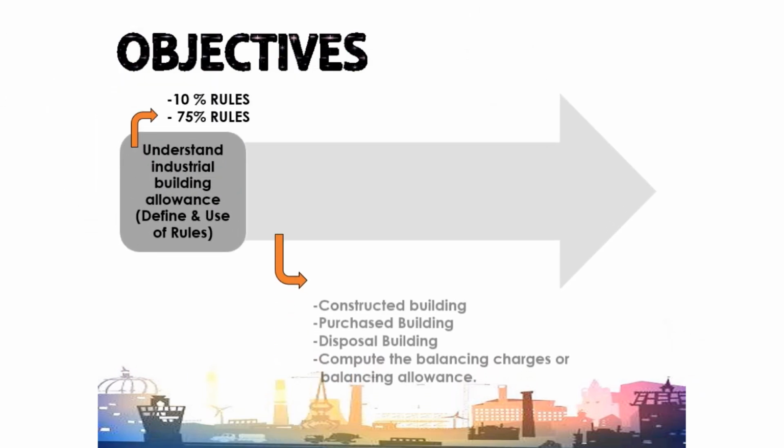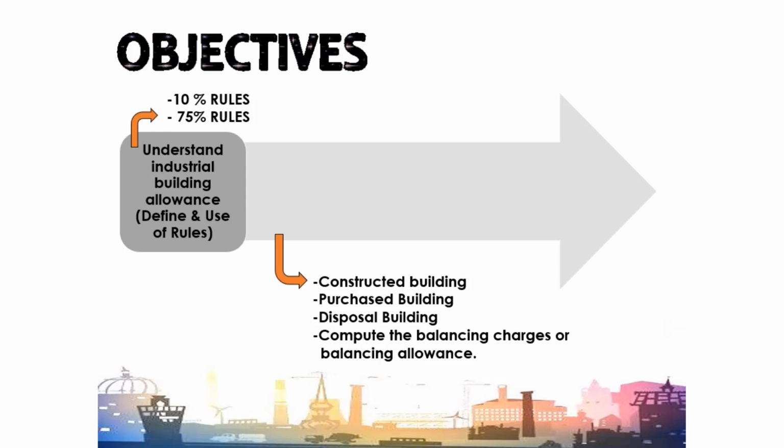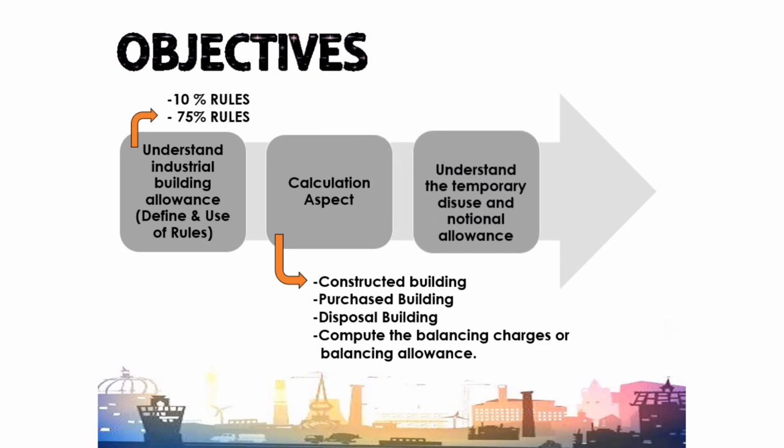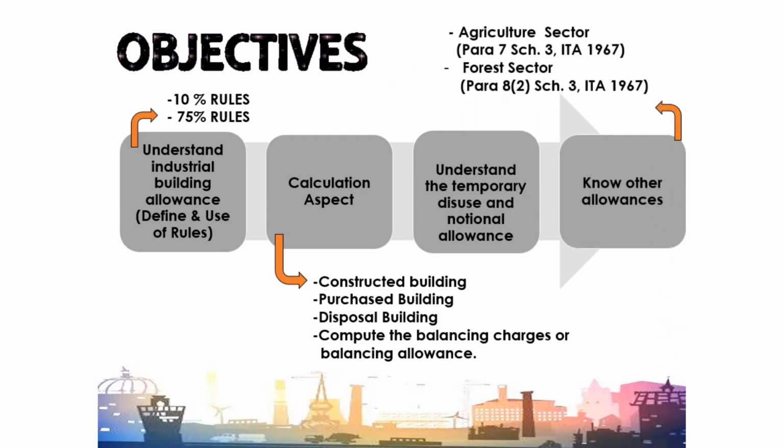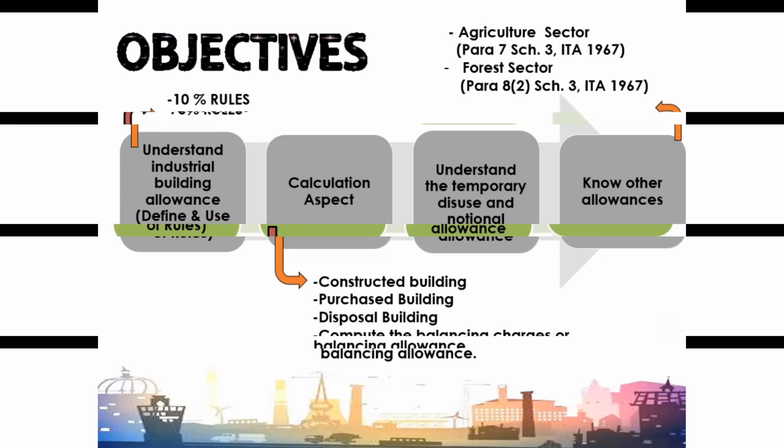Number 1, the student should know and understand the industrial building allowance from the aspects of definition and use of the 10% rule and 75% rule. Number 2, the student should know the calculation aspect, which includes constructed building, purchased building, and disposal of building, and compute the balancing charge or balancing allowance. Number 3, the student should know and understand the temporary disuse and notional allowance treatment. And the last one is, the student should know the other allowances including the agriculture sector and forest sector.